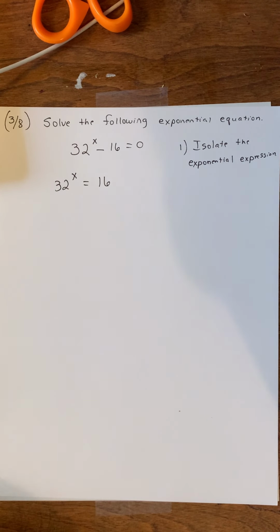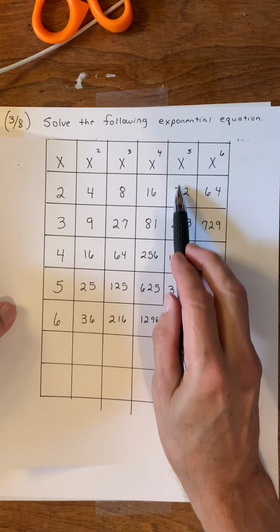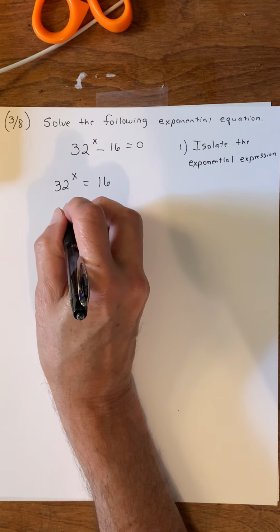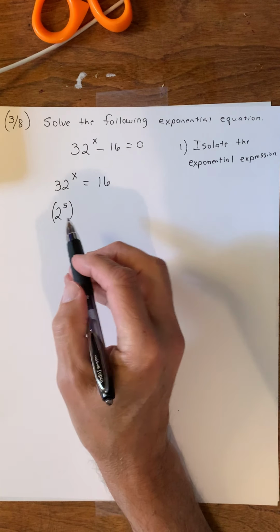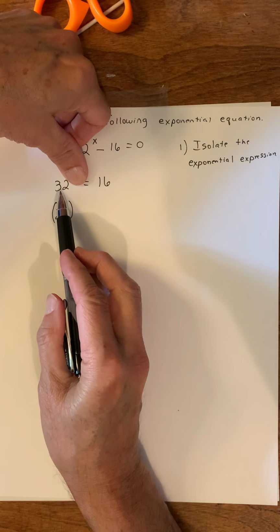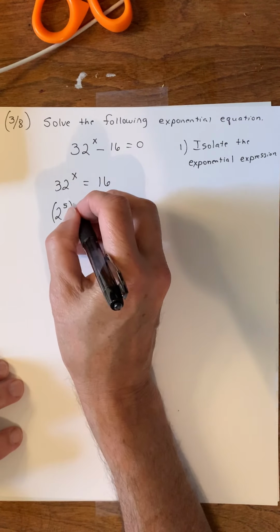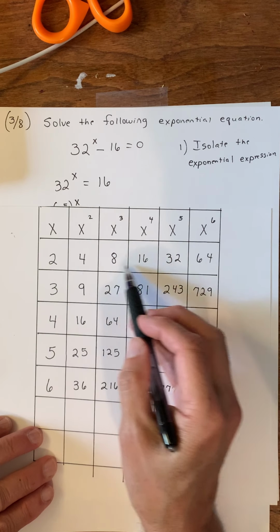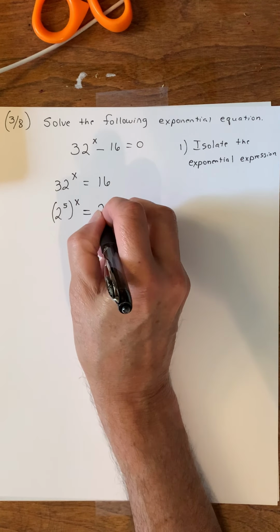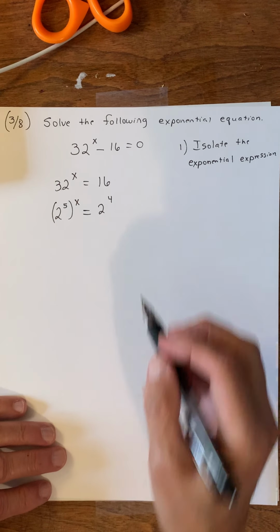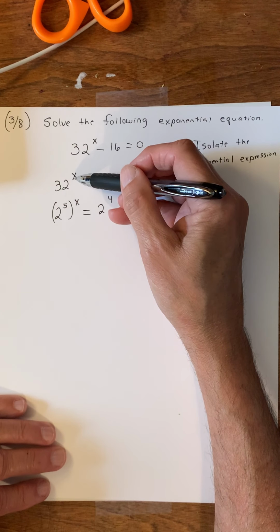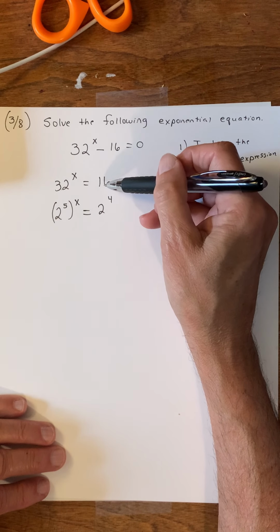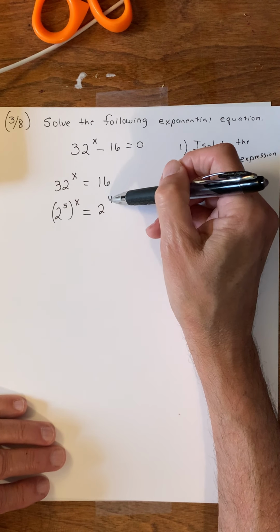All right, here's where I'm going to make strategic substitutions. In the place of 32, I'm going to put 2 to the 5th power. But remember, this is not just 2 to the 5th power. This is 2 to the 5th power to the xth power. Don't forget that x power. 16, that's on my chart too. 16 is just 2 to the 4th power. So in the place of 32 to the x, I put 2 to the 5th to the x. In the place of 16, I put 2 to the 4th.